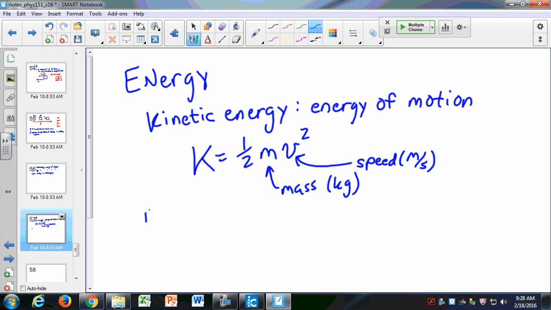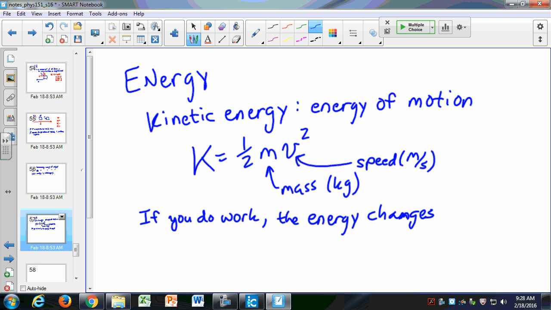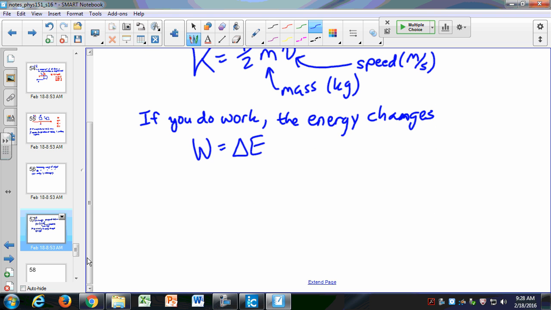Now, as we said, if you do work on an object, the energy changes. This is something called the work energy theorem. It says that if I do work, I cause a change in energy. And it's a pretty basic and fundamental idea in physics, that if I do work on an object, I will change its energy in some way. Sometimes that's going to be a change in its kinetic energy, or as we'll see later, it can also cause a change in its thermal energy or in its potential energy. We'll see what that means in just a bit.